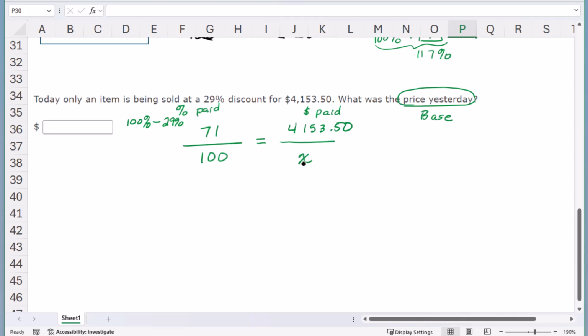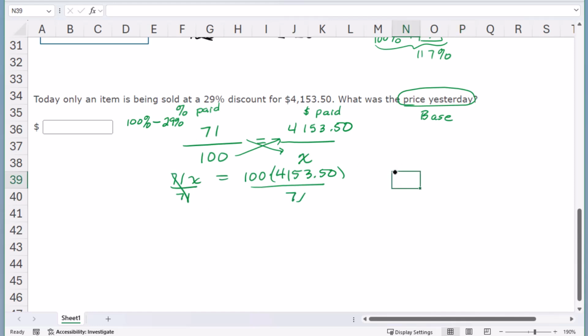Okay, now to solve it, I need to solve for this x. I'm going to do cross multiplying. So 71 times x would be the same as 100 times $4,153.50, and then divide by 71. And find that calculation. The price yesterday was $5,850.